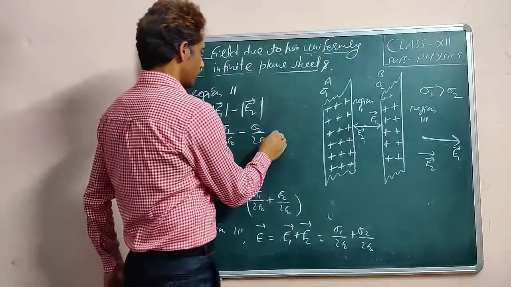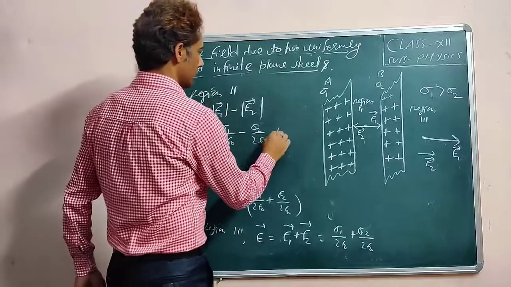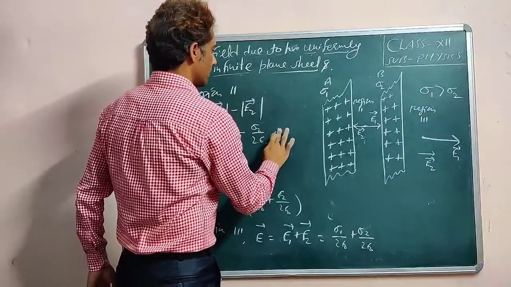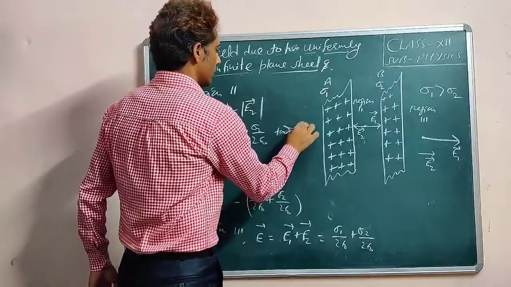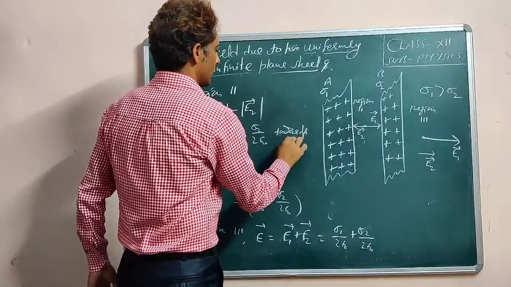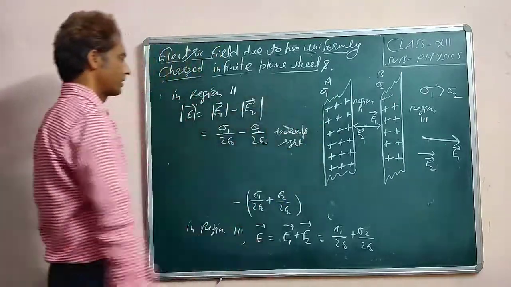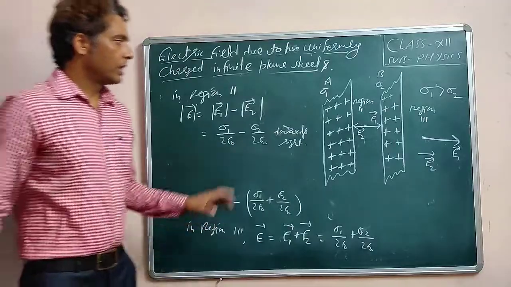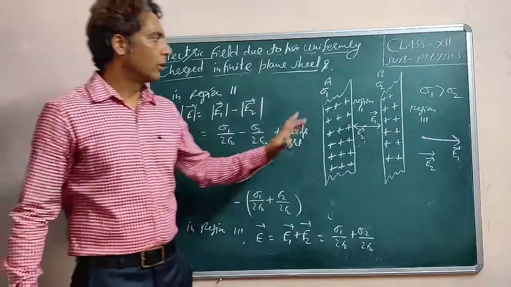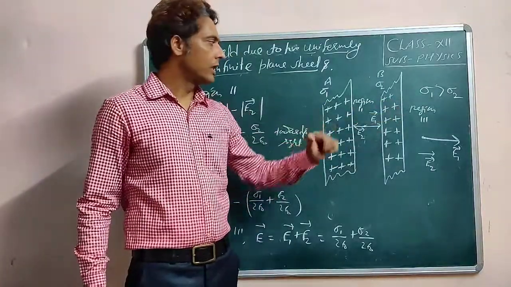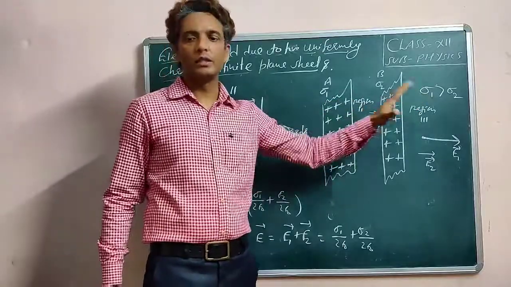So we can write, directing toward right side. So these are the electric fields due to the combination of these two sheets in region 1, region 2 and region 3.